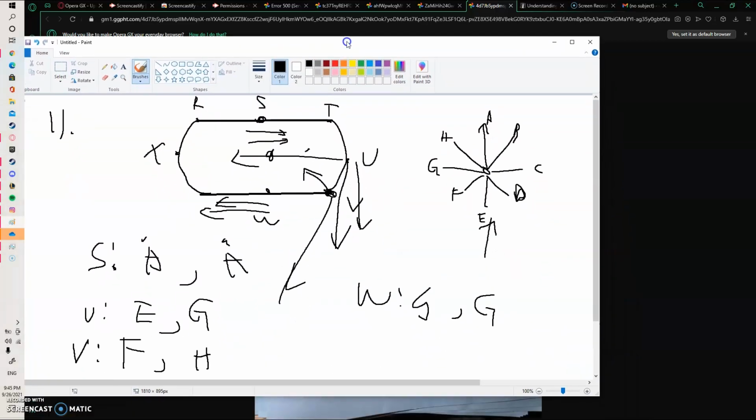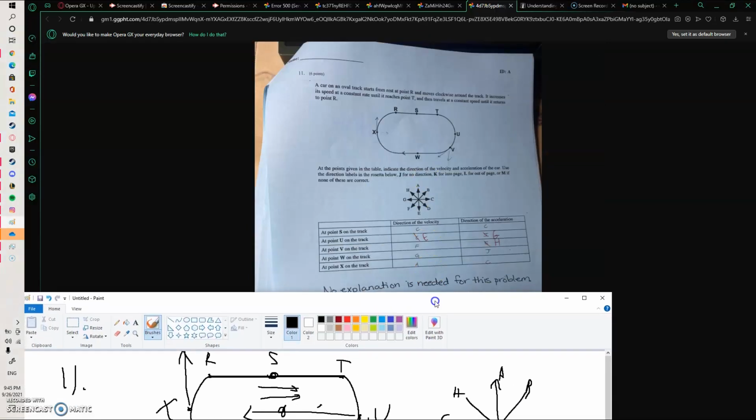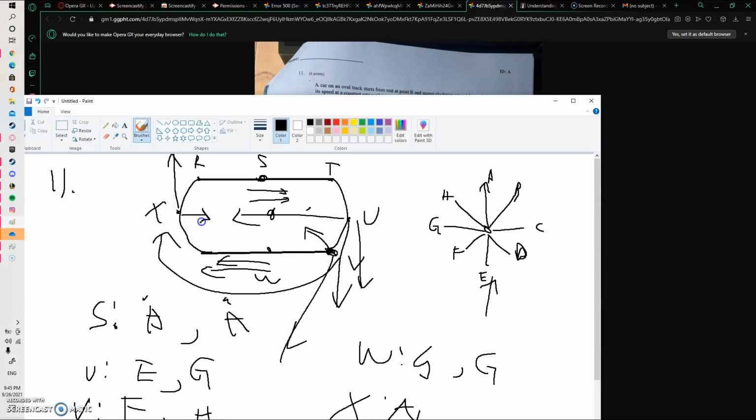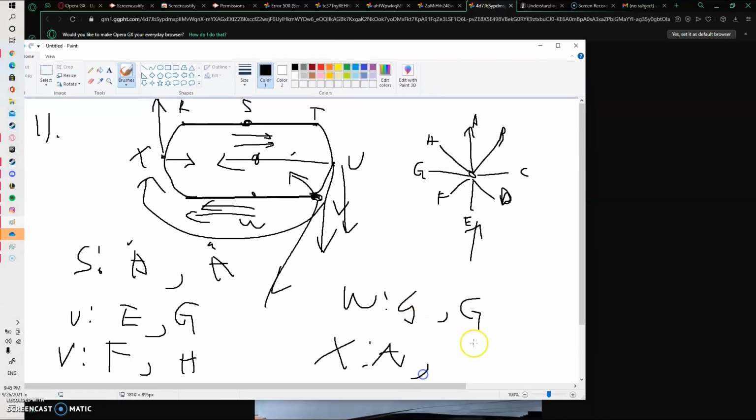And then finally for point X, we know that the velocity is this way because it's just moving around in this circle, so it ends up facing upwards. So we know that the velocity is in direction A, and then we know that the acceleration should be pointed towards the center, which is C. And that's it. Those are all of the questions that I needed to redo for the test corrections. And yeah, that's all.